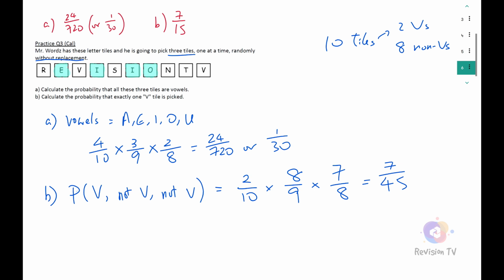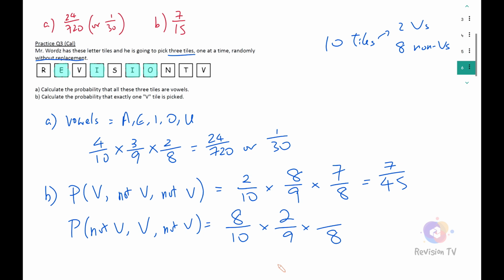Just put it in a calculator. Or we can pick the V tile the second time. So the first time we pick a not V, and then we pick a V, and then a not V. Again, the first time we've got 10 tiles, second time 9 tiles, and the third time 8 tiles. To begin with, we have 8 non-V tiles, and then we still have 2 V's in there. And the third time we pick, we've got 1 less non-V tile. So put it in a calculator, you get 7 over 45.